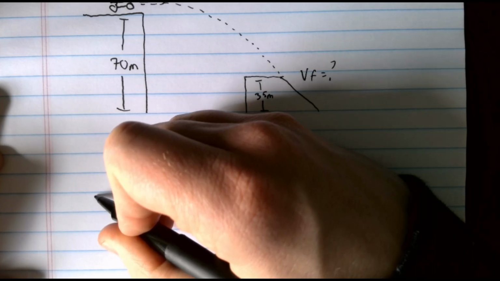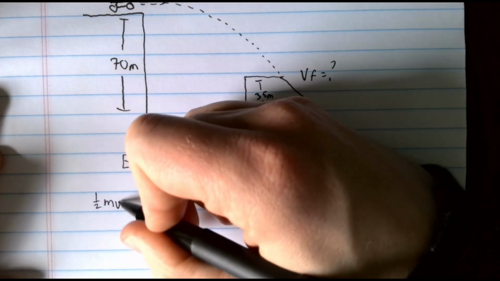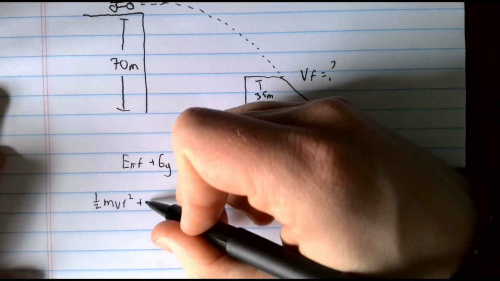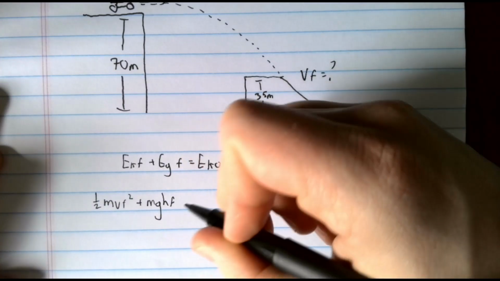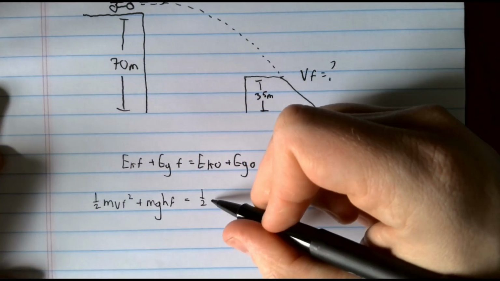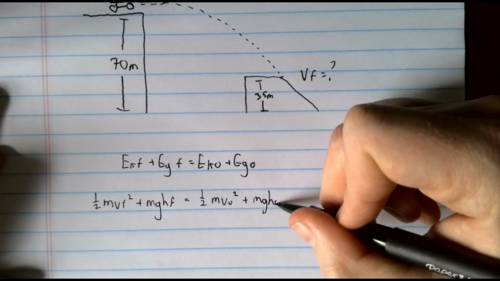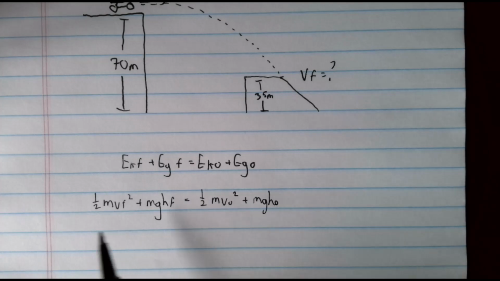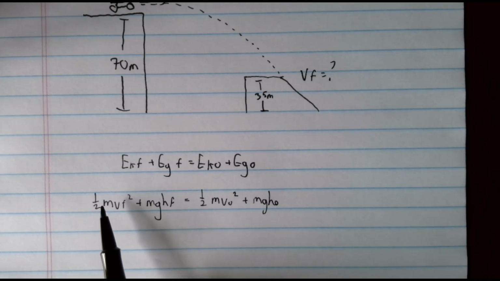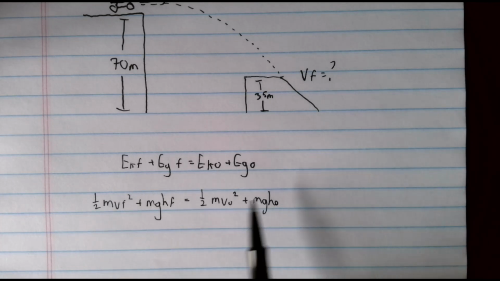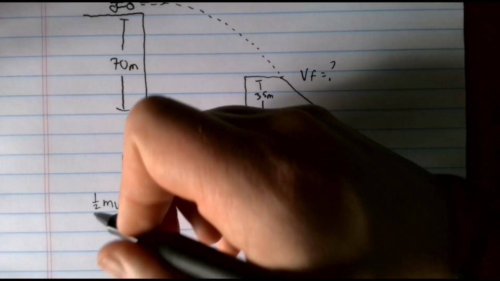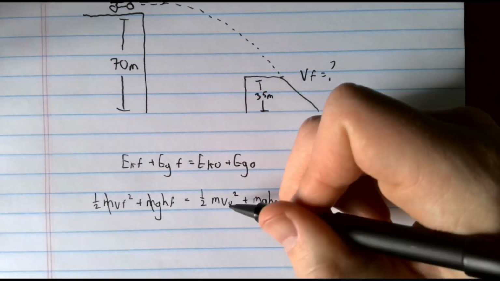By plugging in the next pieces, 1/2 mvf squared plus mghf equals 1/2 mvo squared plus mgho. So let's check to see what we have here. We don't have the m's, so let's try canceling them out. Let's see if this will be solvable then.